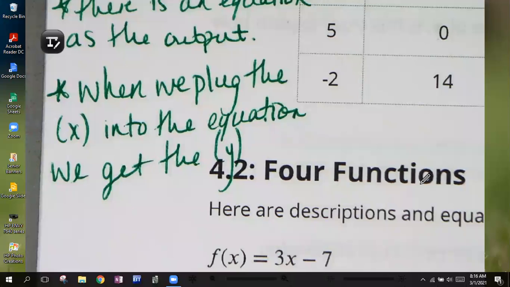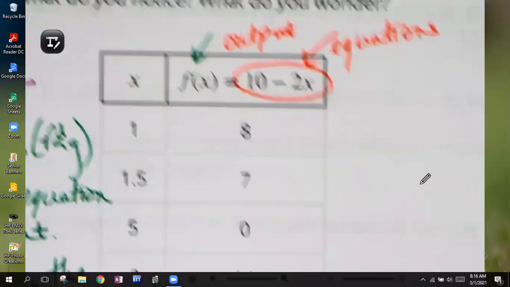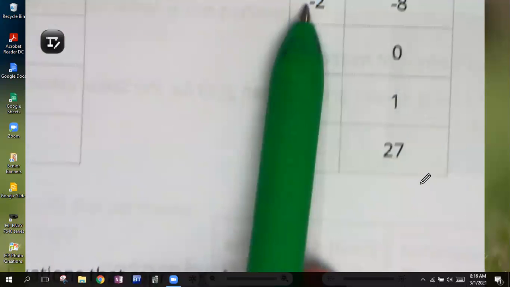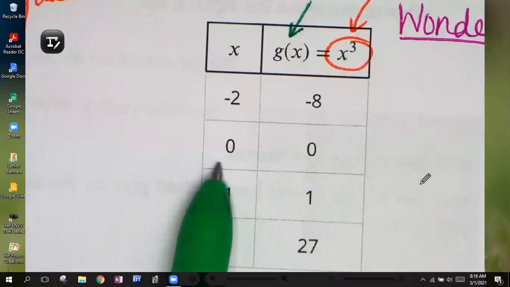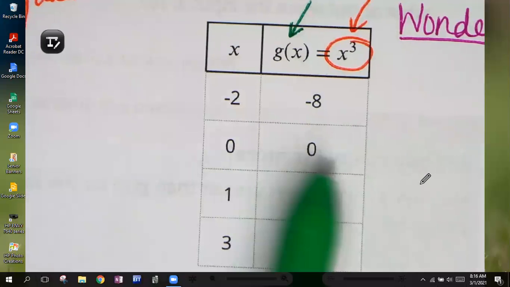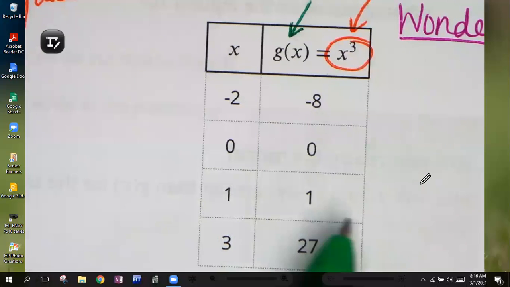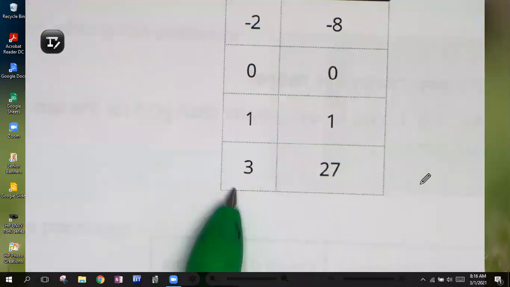No, maybe, possible. Okay, this time our equation for g is just x cubed, which just means x times x times x. We'll start with 0. What's 0 times 0 times 0? 0. What's 1 times 1 times 1? What's 3 times 3 times 3?